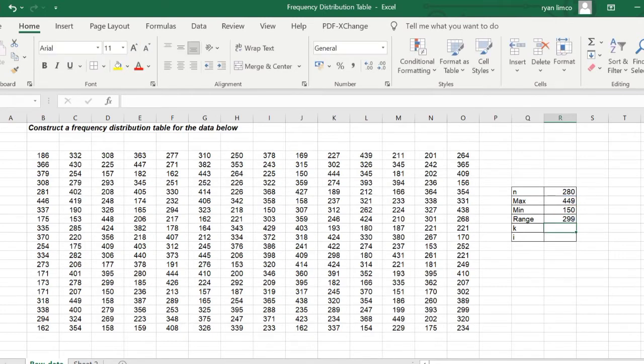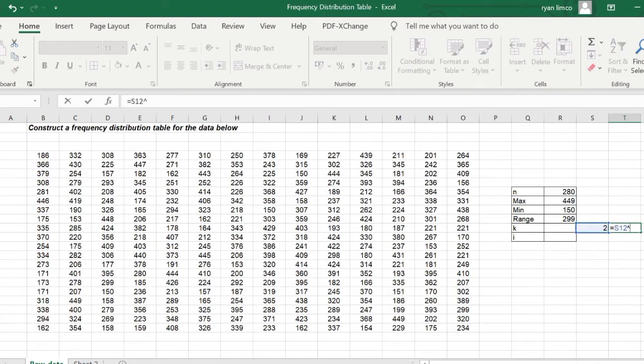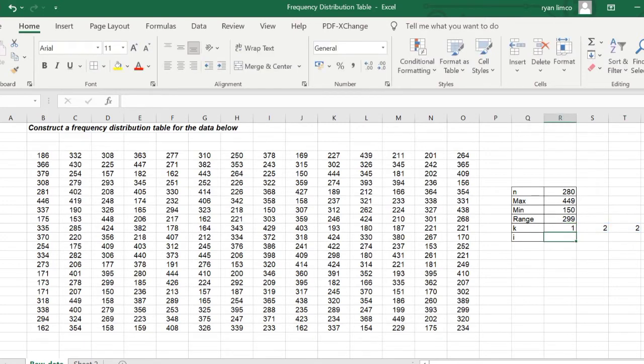How about the k? Si k ay kailangan nating i-determine. Yung basis natin dito is the number of n. So if k is the exponent, aalamin natin ano ba yung value ng k. So that is equal to 2 raised to the power of k. In this case, start muna tayo sa 1. So explain ko lang ano ba to si k. So si k is the exponent of 2. So per se, 2 raised to k.